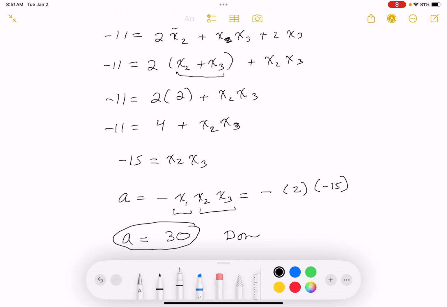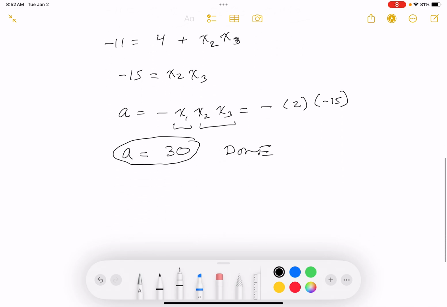And we're done. Let me go back and read the question again, make sure I am done. What does it say over here? The equation, again, I have to correct that in the notes, by the way, has 3 real roots, x1, x2, x3. x1 is equal to x2 plus x3. What's the value of a? We found the a to be 30, all right?